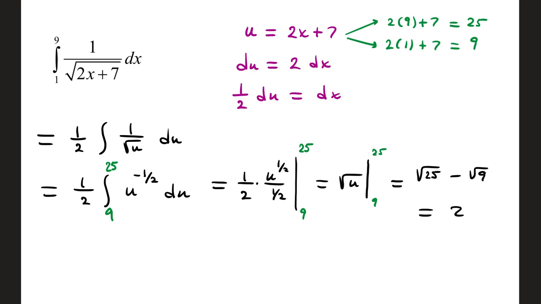Taking the antiderivative, we have this half that stays the same. For the antiderivative, we add 1, that makes it u to the half, divided by the result of 1/2. 2 times the half is 1, so basically this turns back into square root of u. Evaluated at 25, and then at 9, square root of 25 minus square root of 9, 5 minus 3, that's 2.